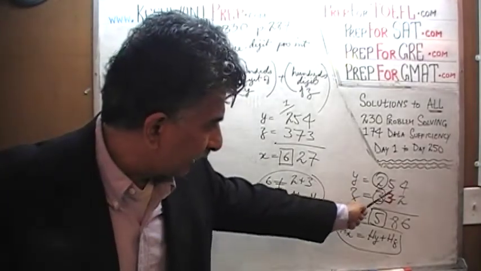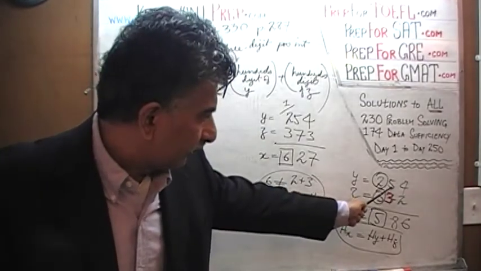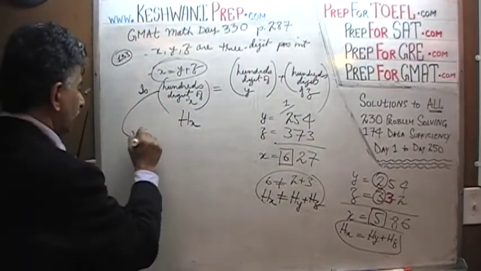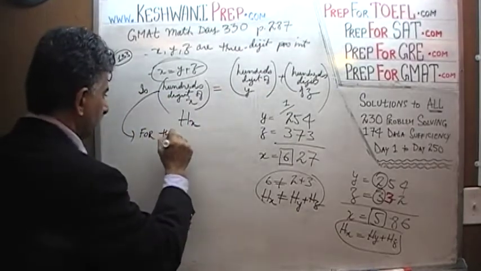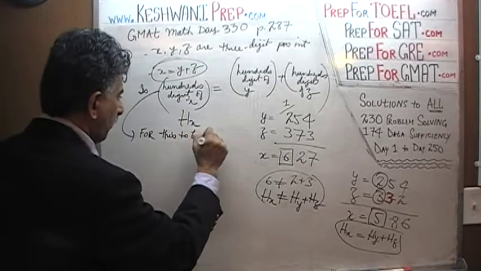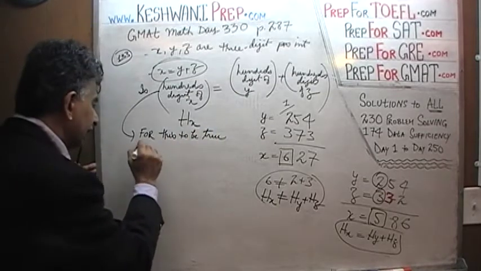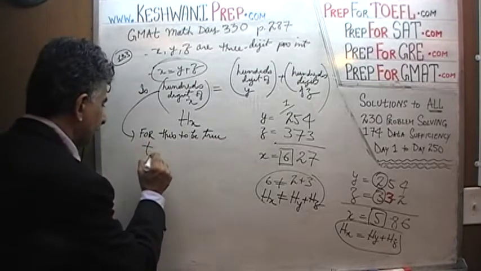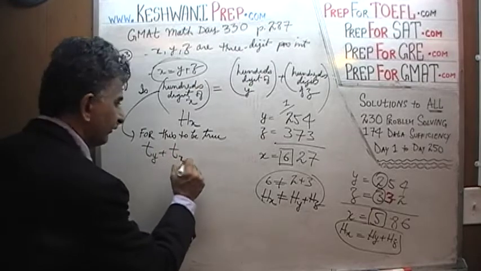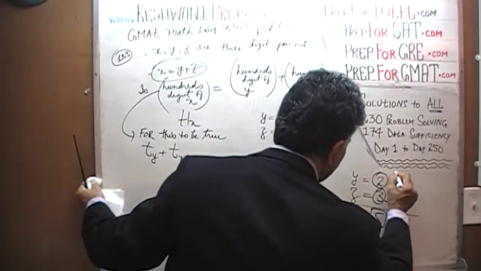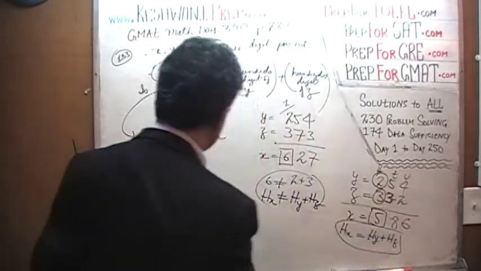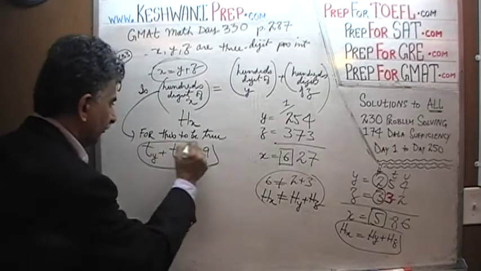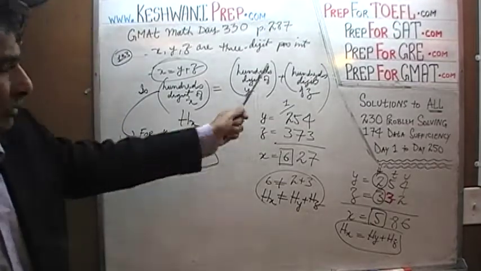But for that to be true, the 10 digits have to add up to something less than 9. The 10 digit of Y and the 10 digit of Z, for this to be true, what we need is the 10 digit of Y plus the 10 digit of Z. The 10 digits, right here, these are the 10 digits, these are the 100 digits, these are the unit digits. The 10 digit of Y plus the 10 digit of Z has to be something less than or equal to 9. This has to be true.